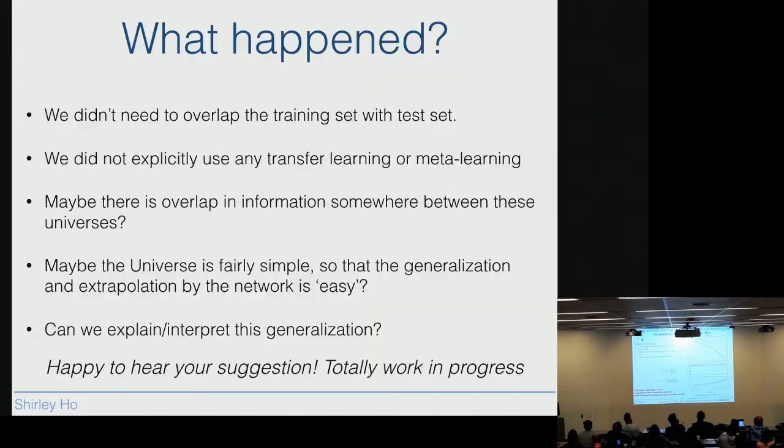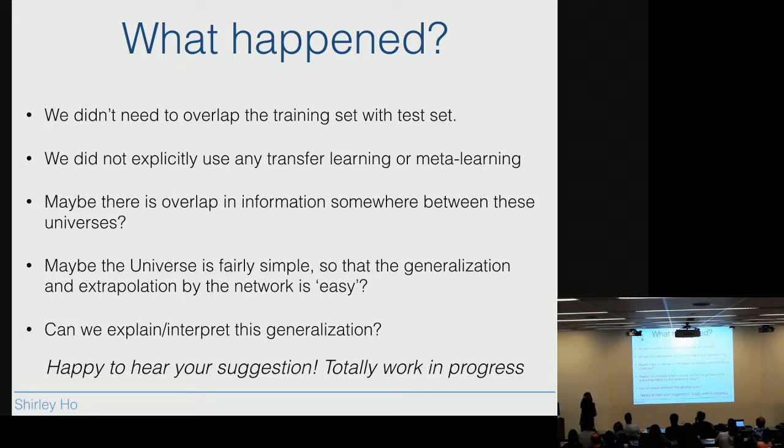So what happened? We didn't overlap the training set with the test sets. We did not explicitly use any transfer learning or meta learning. For those who know the field of meta learning and transfer learning, maybe there's overlapping information somewhere between these universes, where it's 10% dark matter, 50%. We also tested 90% dark matter, by the way. Maybe the universe is fairly simple, so that generalization and extrapolation by the network is easy.